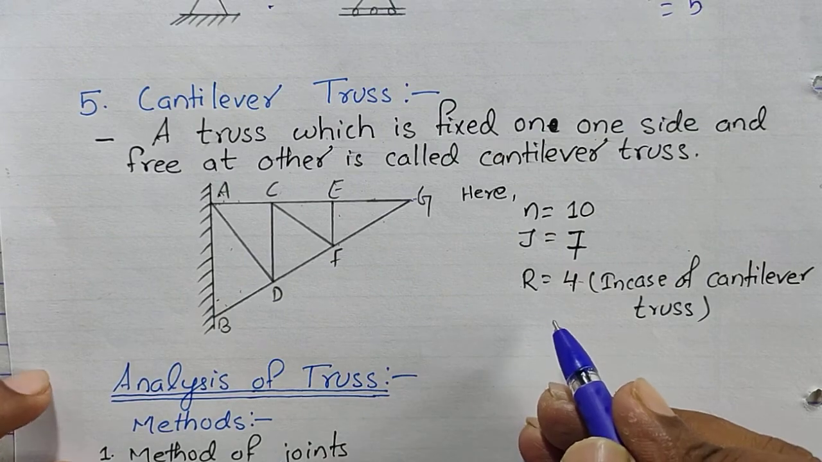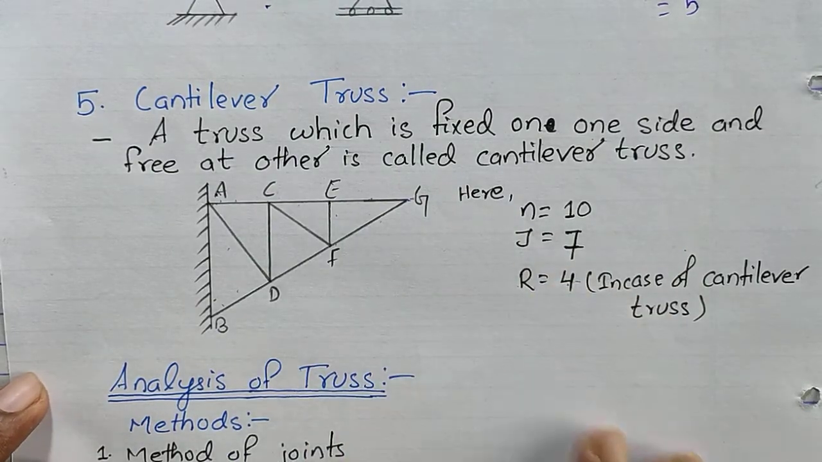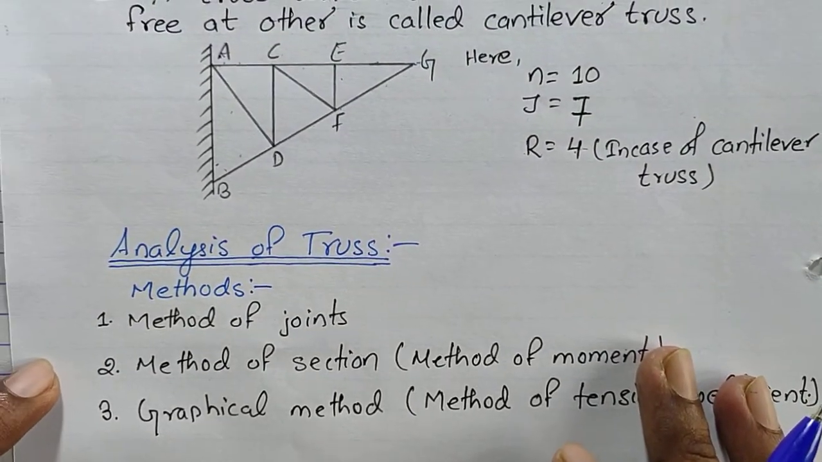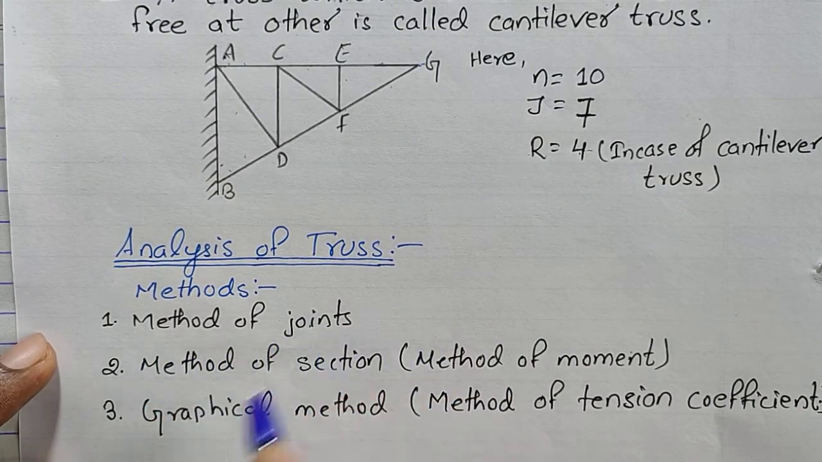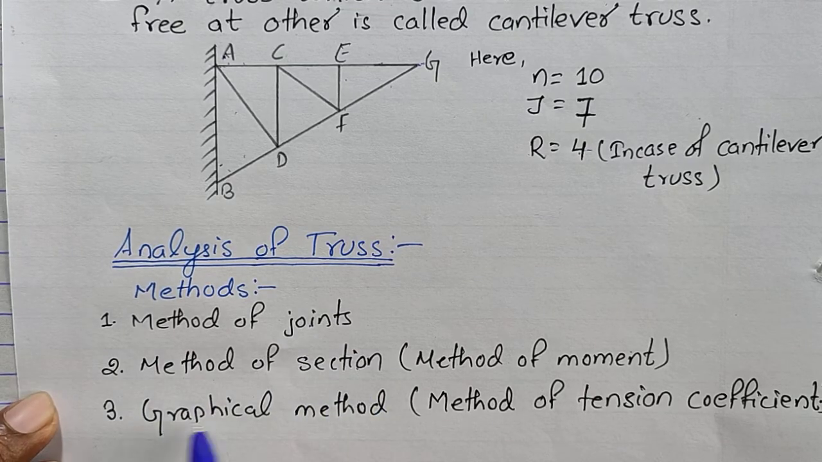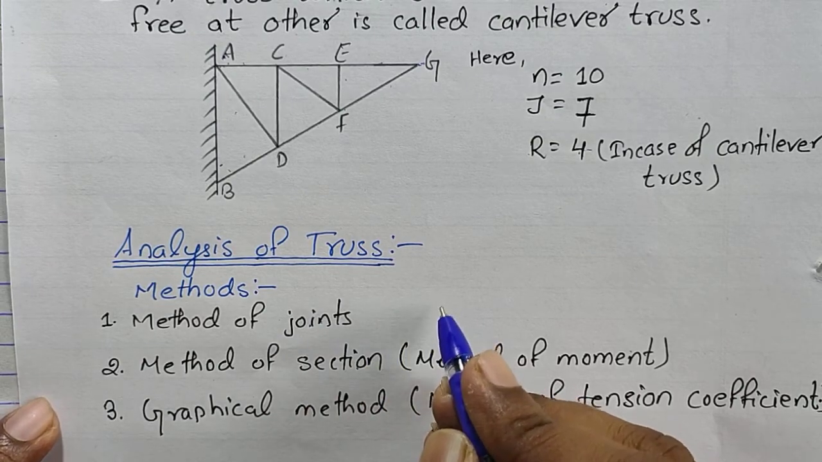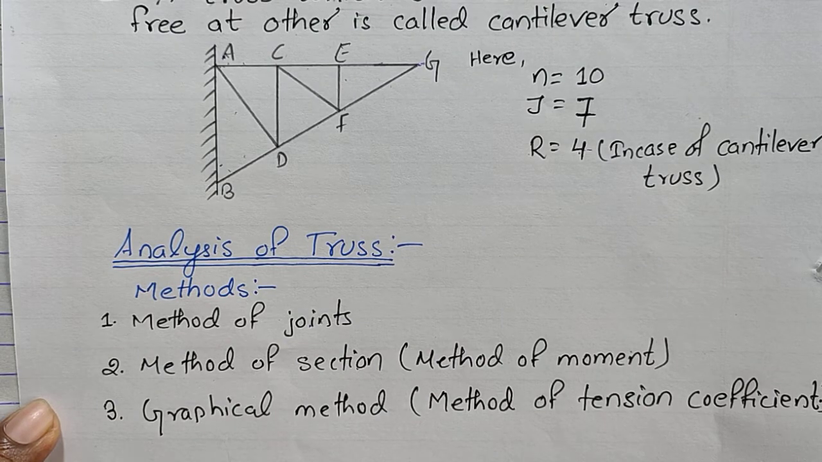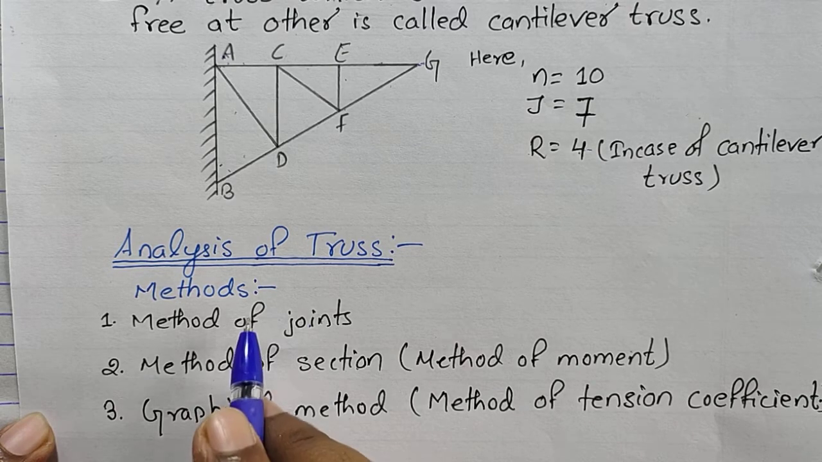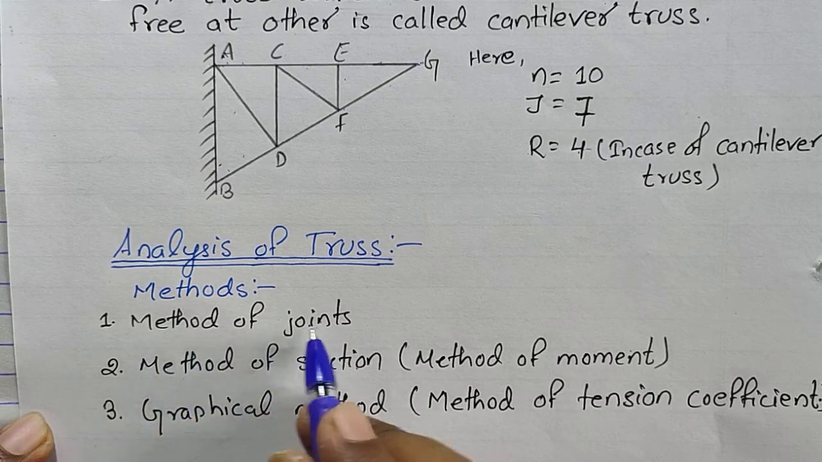Now let's move toward the methods of analysis of trusses. These were the types of truss, and there are three methods of analysis of trusses. The first one is the method of joints, the second one is the method of sections, and the third one is the graphical method. In the method of joints, we usually consider the axial load which is applied at a joint, and then we find the forces carried by each member using the method of joints. I will be adding more videos related to the method of joints.